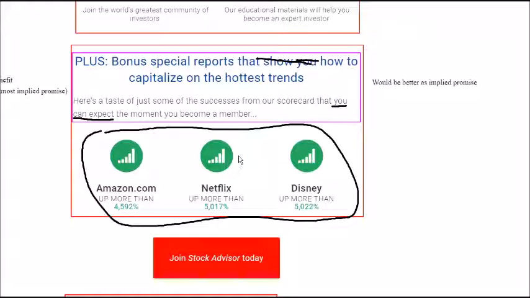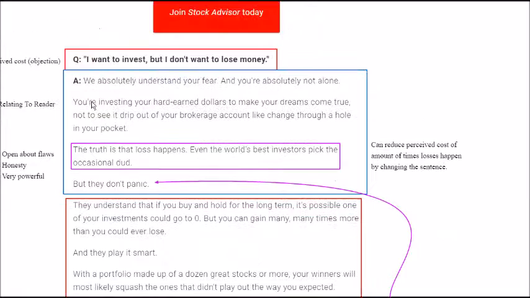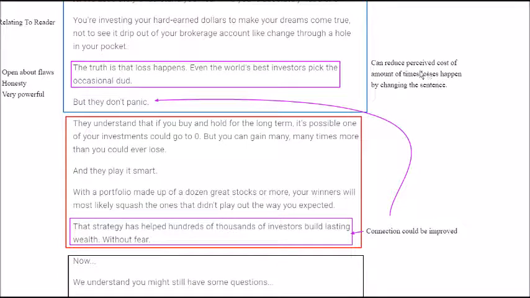The more videos you watch, the more this is going to make sense. But this is the most predictable way to get response. Trust me, seriously, if you just watch some more videos, this will all make sense if it's not making sense to you already. Okay. Can reduce perceived cost of amount of times losses happen by changing the sentence. Oh, okay.